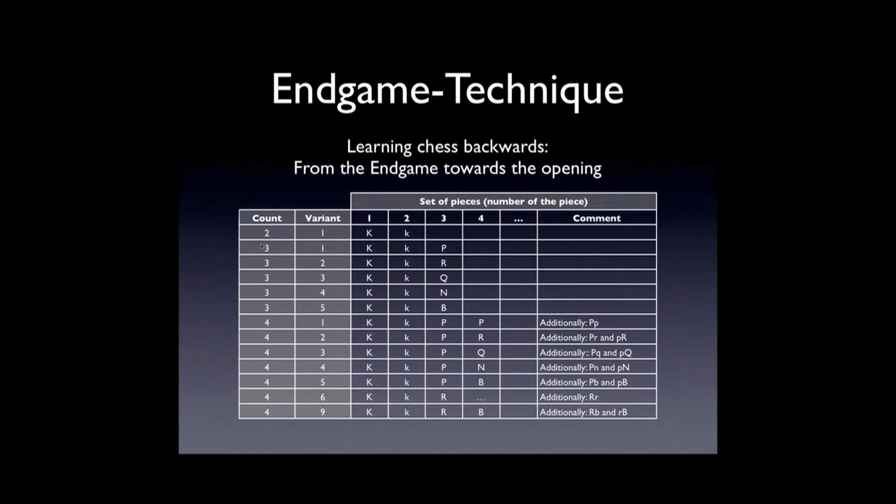Now we take a third piece on the board. And the third piece on the board can be a pawn, a rook, a queen, a knight, and a bishop. So, five possibilities. And if we consider a black bishop, black knight, black queen, and so on, is different to a white pawn, rook, queen, and so on. So we have 10 possibilities.